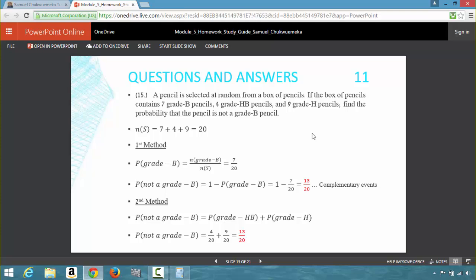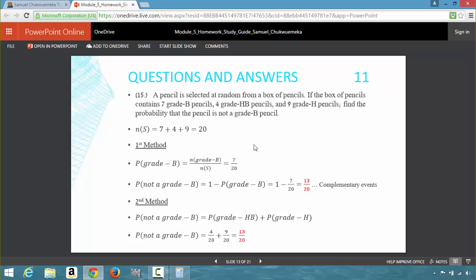Question 15. A pencil is selected at random from a box of pencils. We have several grades of pencils, but in this question we have 7 grade B pencils, we have 4 grade HB pencils, and 9 grade H pencils. Find the probability that the pencil is not a grade B pencil. So you can do it 2 ways. You can use complementary rule, complementary events. First of all, find the probability of getting a grade B pencil.